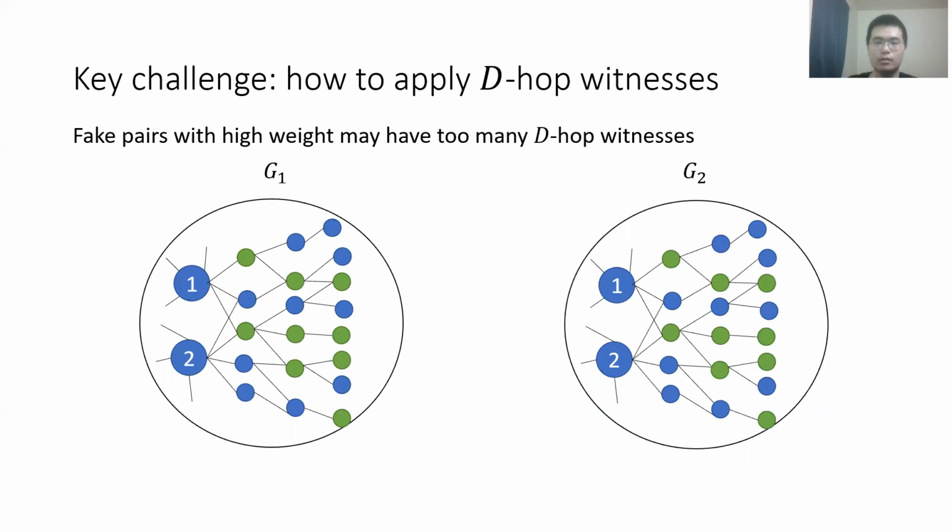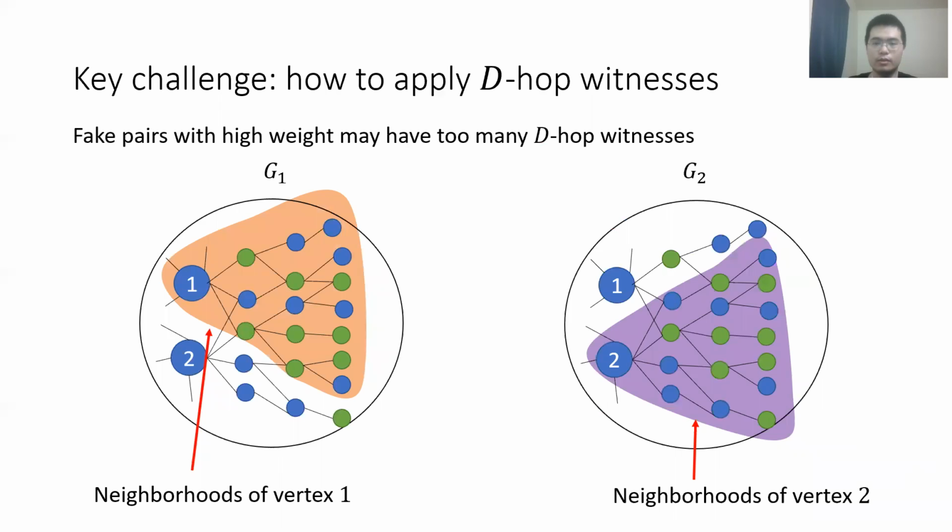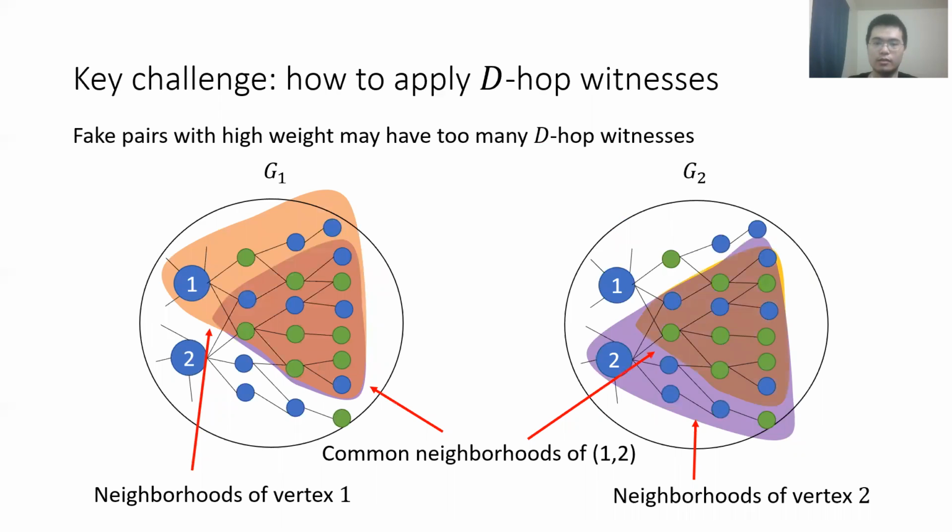For power law graphs, the use of D-hop witnesses is highly non-trivial because as the size of the D-hop neighborhoods increases, fake pairs may also have many D-hop witnesses, and thus could be confused as true pairs. For example, these are the neighborhoods of the high-weight vertex 1 in G1 and vertex 2 in G2. There is a significant overlap in their large neighborhoods, leading to too many witnesses. Therefore, a key challenge is to properly control the size of the D-hop neighborhoods.